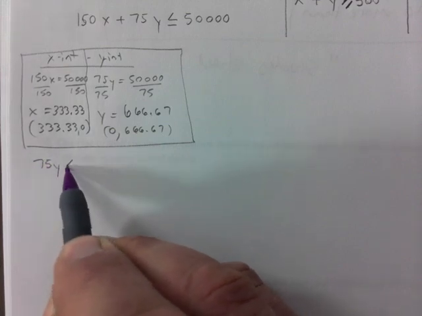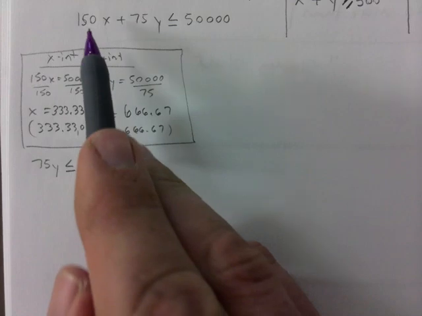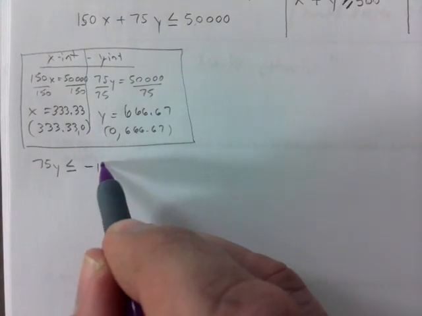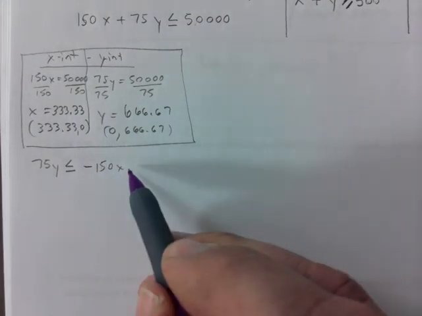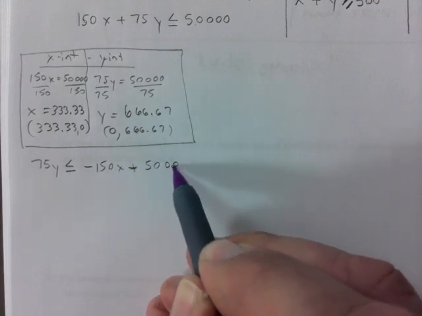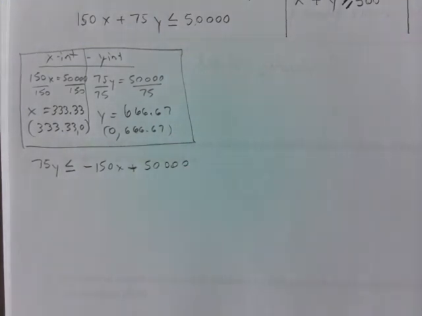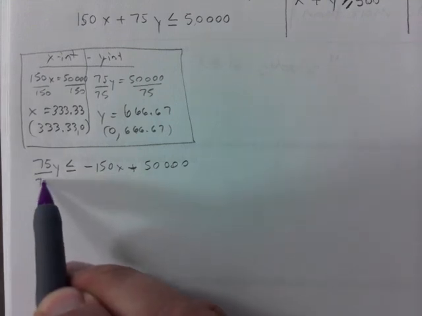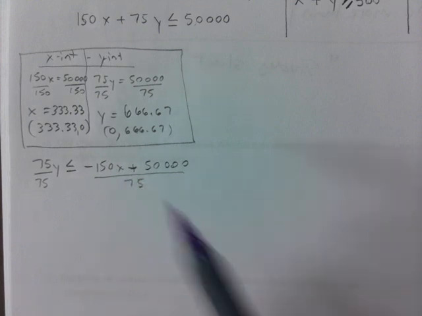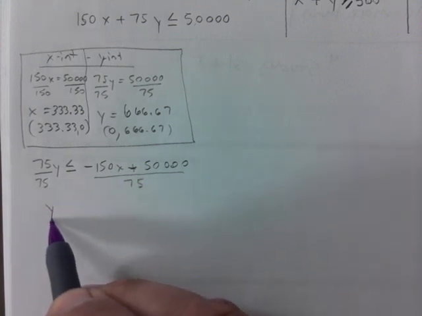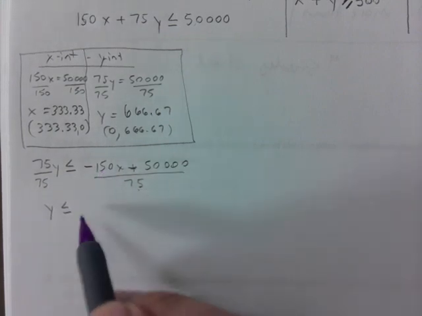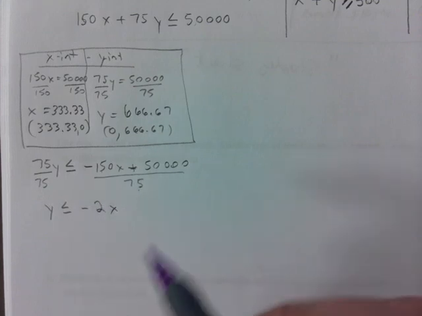75y is less than or equal to. The 150x comes over to this side, and you change the sign immediately. Plus the 50,000 that's already there. And here's where it can get ugly, okay? But I most likely just leave it as a fraction. Negative 150 divided by 75 is actually negative 2x. That's not a problem.